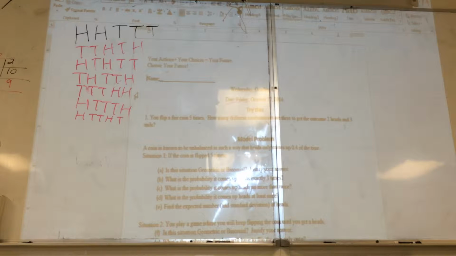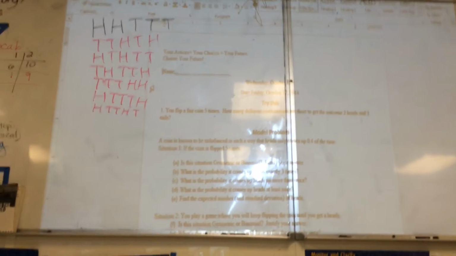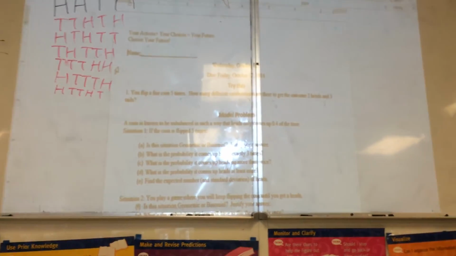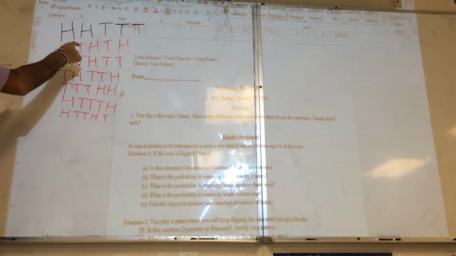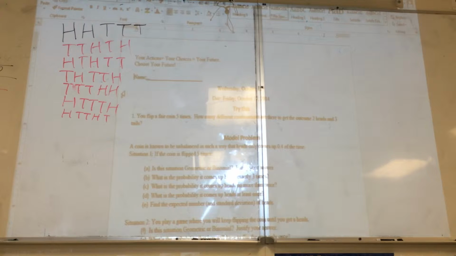I think so. I got 10 when I was doing this. 1, 2, 3, 4, 5, 6, 7. Let's see what we're missing. Do we have tails, head? We do have the heads. We have the tails, tails, heads. We don't have this one. No, we do. What about tail, head, tail, head, tail? We have that? No.